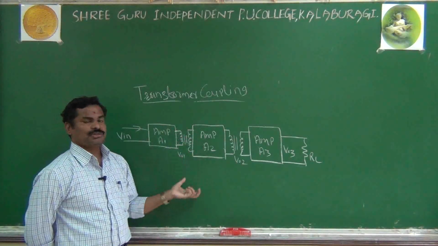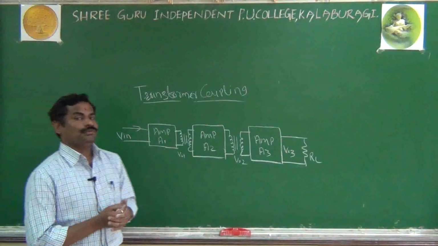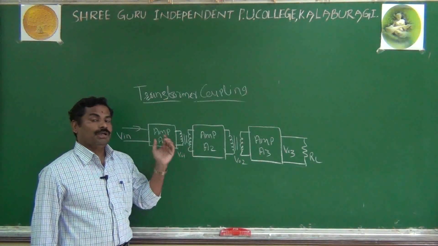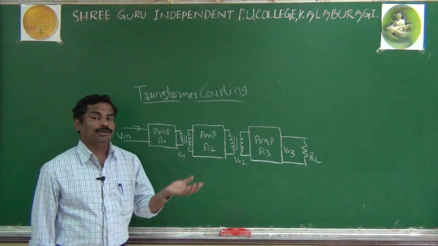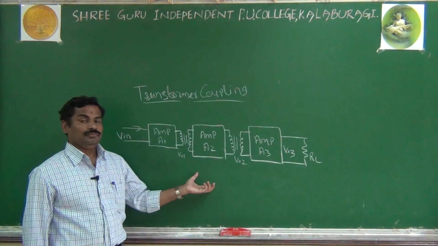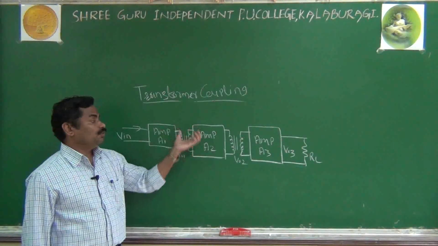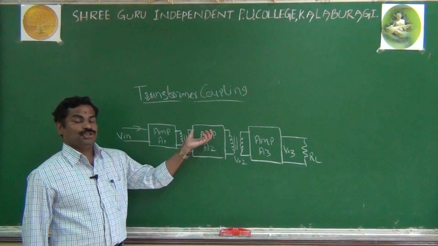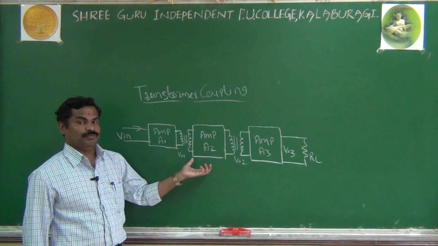Where you use transformer coupling, as you studied in power amplifiers, is in the class B push pull amplifier. Whenever you want more output power, or whenever more power is to be transferred from source to load, in that time you use transformer coupling. It is used for the last stage of amplification, the last stage of the amplifier.